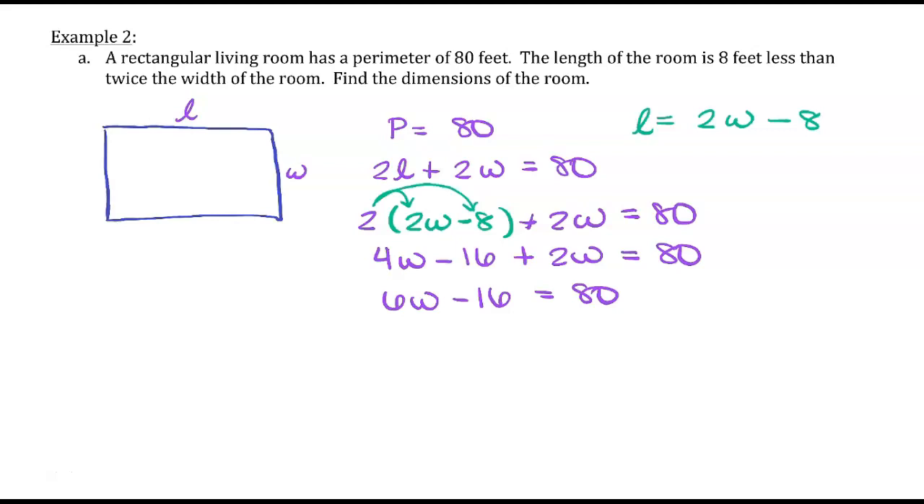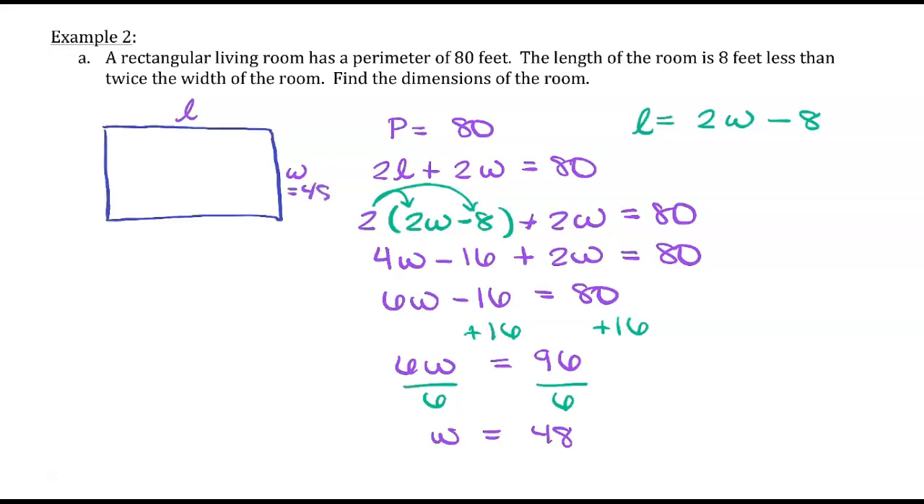To isolate that W, we'll add 16 to both sides of our equation. This gives us 6W equal to 96. Finally, dividing both sides by 6, we've isolated the W and we have W equals 48. Now we know the width of the rectangle. It's 48 feet. Now we're just left to find the length.